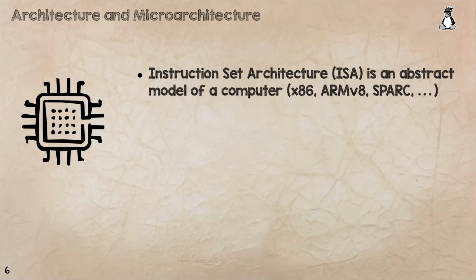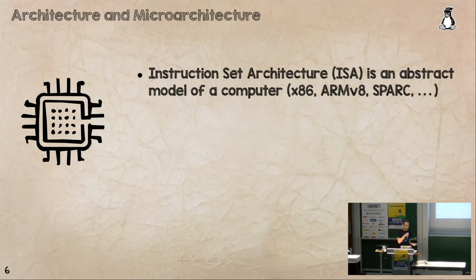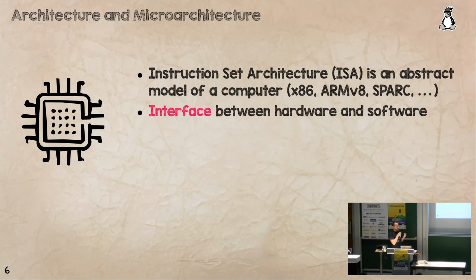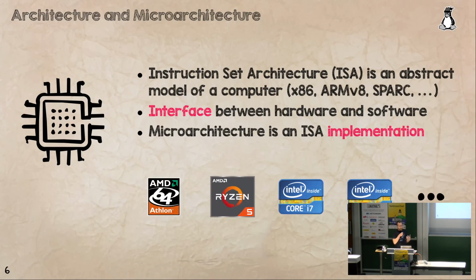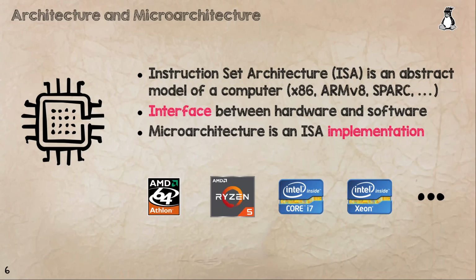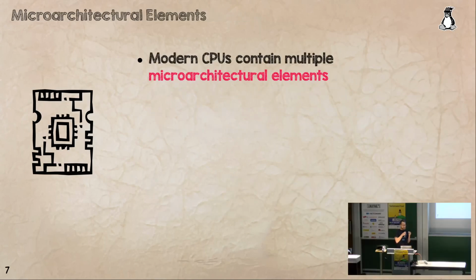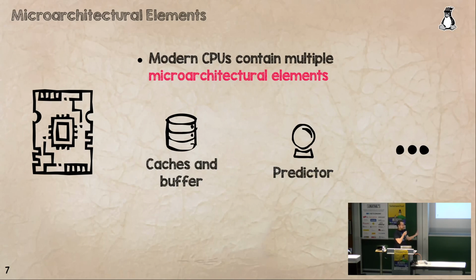But more importantly, before we dive into that, we need to understand the difference between architecture and microarchitecture. Because the instruction set architecture, like x86, ARMv8, is just an abstract model of how the computer is working. And under that, there is the microarchitecture. And the architecture itself just serves as an interface between the hardware and the software, so that we can write code once for x86 and let it run on different microarchitectures, which is the actual implementation of the architecture. Like AMD Athlon, AMD Ryzen, Intel Core, Intel Xeon, and so on. And they all differ, because they contain multiple microarchitectural elements. And these elements are improved in order to gain more performance. So those architectures that we've seen, they differ, some are faster, some are others, and this is caused by those elements, like caches and buffers, or branch predictors, which you mentioned earlier.